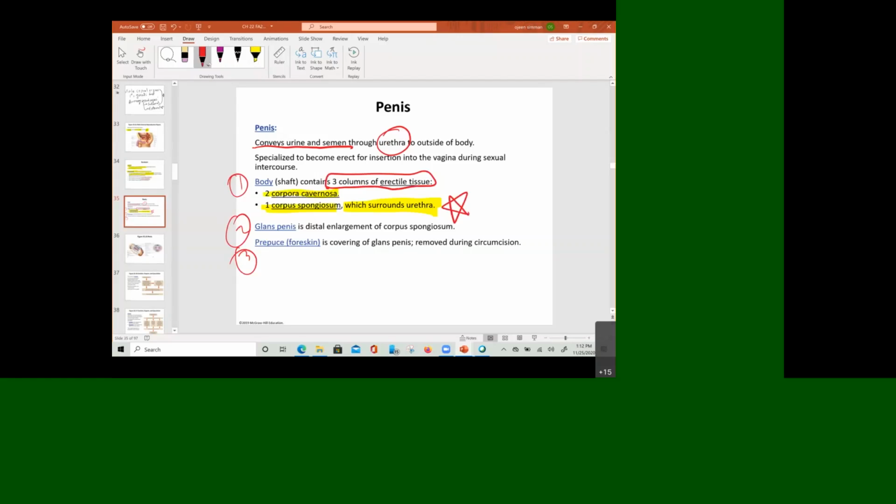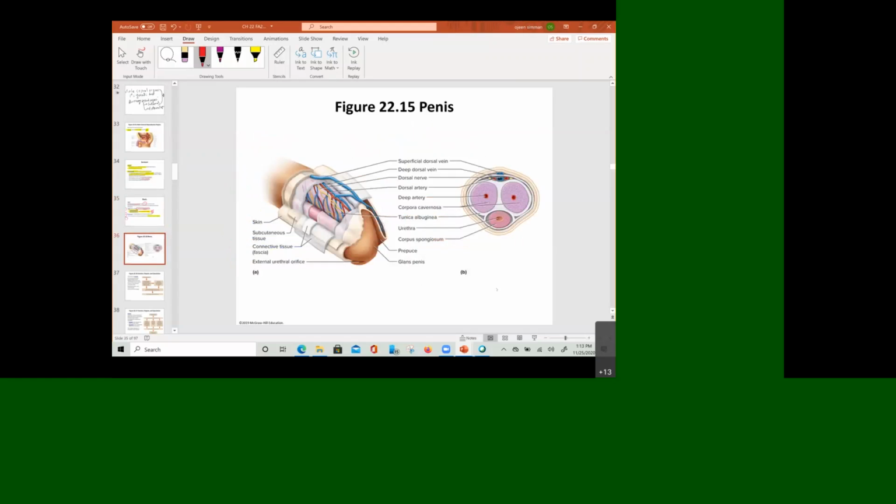The glans penis is the distal enlargement of the corpus spongiosum, and the foreskin is the covering of the glans penis. This is the part that's actually removed during circumcision. And circumcision is a good medical practice because it decreases risk of urinary tract infections. So here you can see the cavernosa. These two circles are the cavernosa. This one is the spongiosum, which in the middle you can see the opening for the urethra.